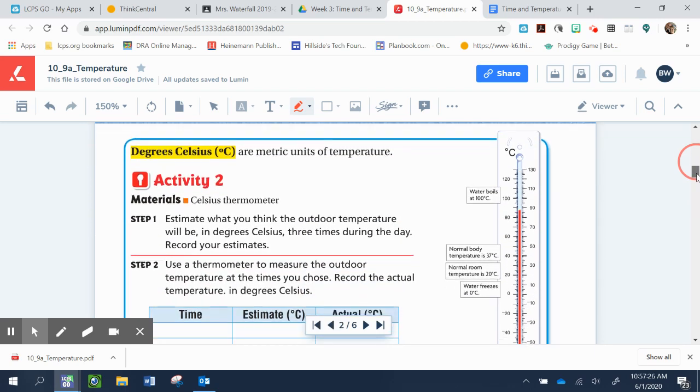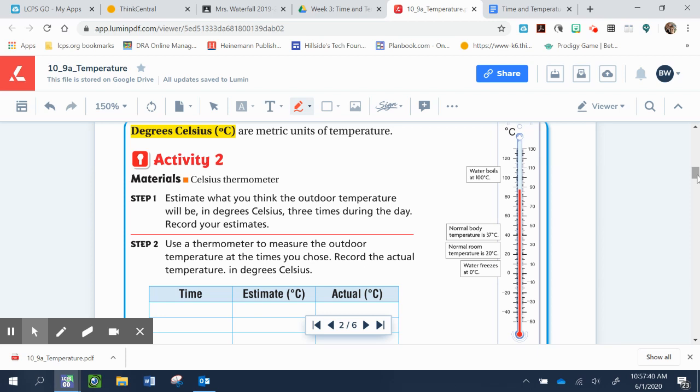All right, so coming down, we also learned that the metric unit of temperature is degrees Celsius, okay? And the thermometer is different for that, okay? Sometimes Celsius is a little bit easier. Same thing with the metric units in general, but water freezes at Celsius at 0, okay? So we know that below that is freezing, okay? Normal room temperature is around 20 degrees Celsius. Normal body temperature is around 37 degrees Celsius. And then water boils at 100 degrees Celsius, okay?